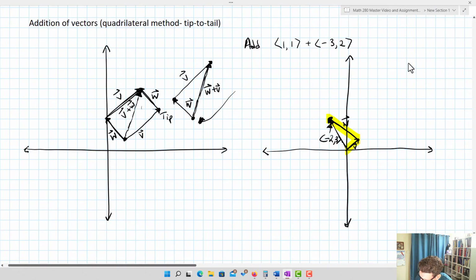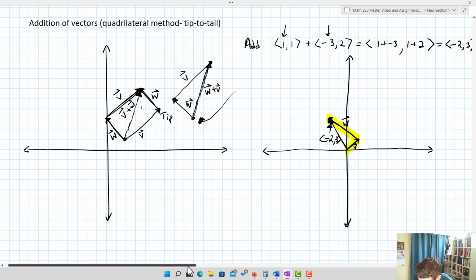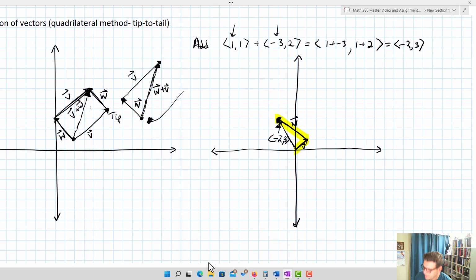That's our move. You can see that when we add, we add component-wise. This is a 1, this is a -3. So 1 plus -3, and 1 plus 2, and that ends up being (-2, 3). That's our new vector. Now, you might notice that since we're using standard position vectors, the order that I do it in isn't going to matter at all.